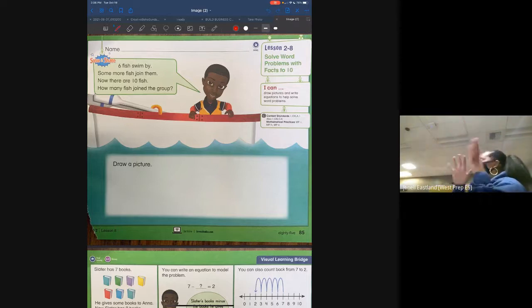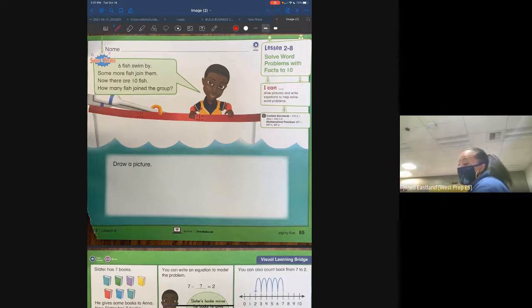So yeah, we could use our fingers because we have 10 fingers, but Ms. Easton does not want you to use your fingers. I would like to see you begin to just use the strategies, because when we get into adding within 20, you don't have 20 fingers. So that's going to be hard to use your fingers.